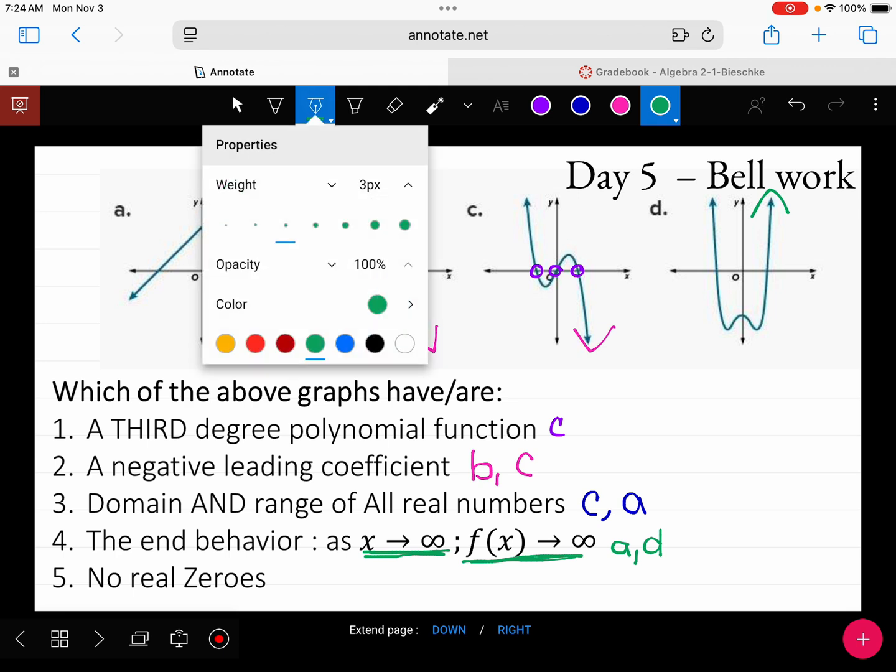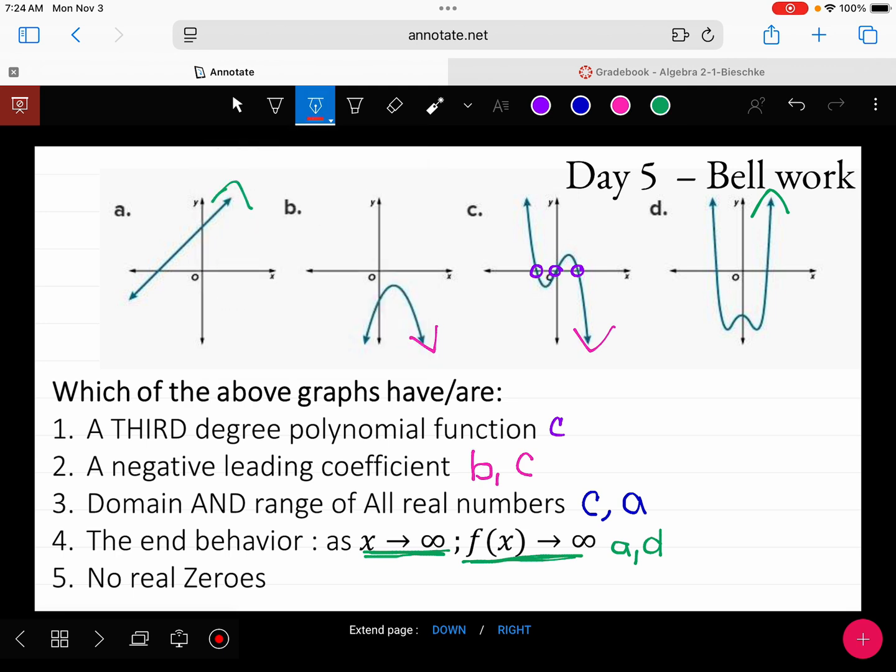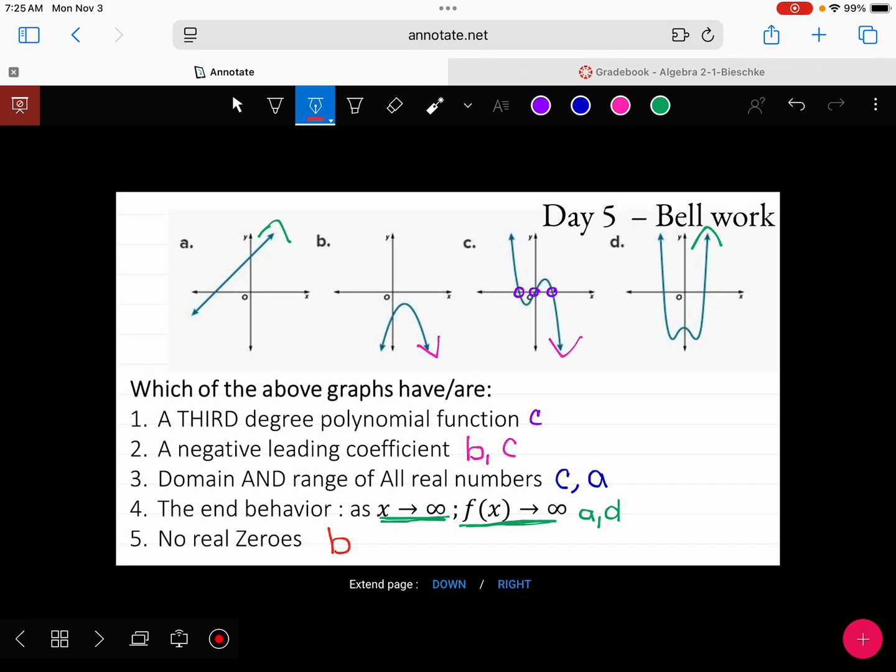And then our last one up here is, which of these graphs have no real zeros? B. Our zeros, our roots, our solutions, our x-intercepts. The only graph up here that does not cross my x-axis is this one. Everything else has a real root somewhere. Might be tidy, might be in a messy spot, but that's all the ones that have them.